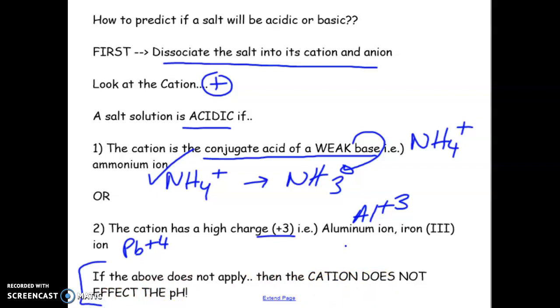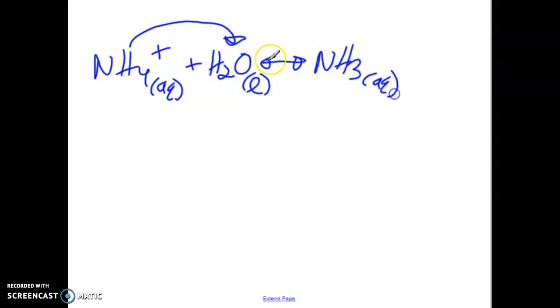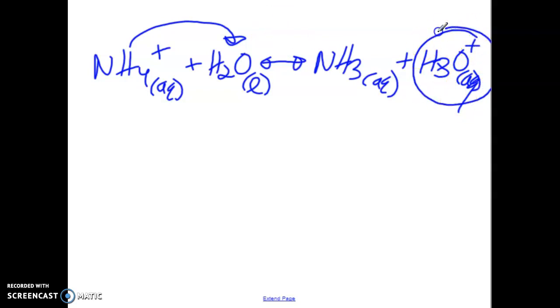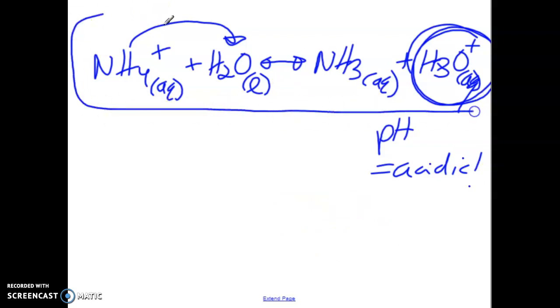Just to give you an example of what would happen if we did have a hydrolysis happening. You would take your ion and react it with water. So we would have our ammonium and water. Ammonium, remember, is behaving like an acid. So we end up with NH3 as a result, and my water has now become hydronium ions. It's the formation of the hydronium that causes the pH to be acidic. So it's not enough just to say it's going to make an acidic solution. Whenever you say that, you should show the hydrolysis reaction, the equilibrium that is happening.